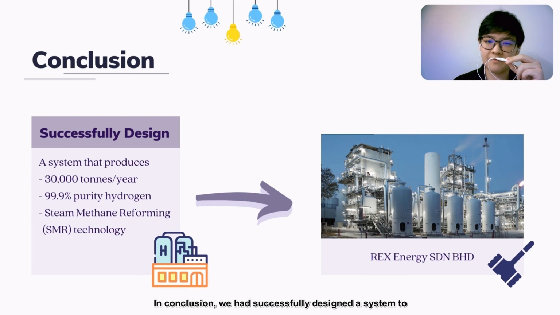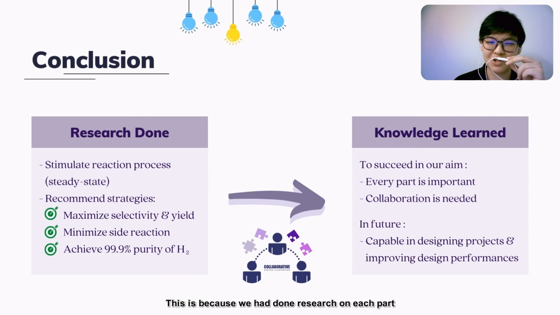In conclusion, we have successfully designed a system to produce 30,000 tonnes per year with 99.9 purity of hydrogen via steam methane reforming SMR technology. We are going to proudly mention we can beat the tender from REX Energy with our design. This is because we have done research on each part in order to simulate the steady-state reaction process. Besides, various strategies to maximize the selectivity and yield of hydrogen, minimize the side reactions, as well as achieve 99.9 purity of hydrogen production and desorption process are recommended with relevant and valid references.